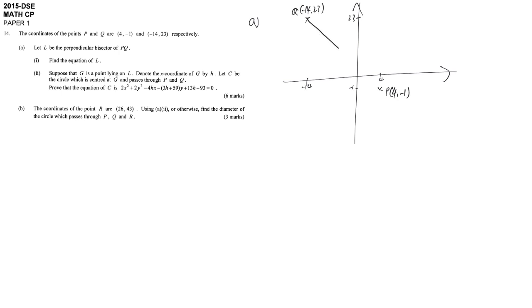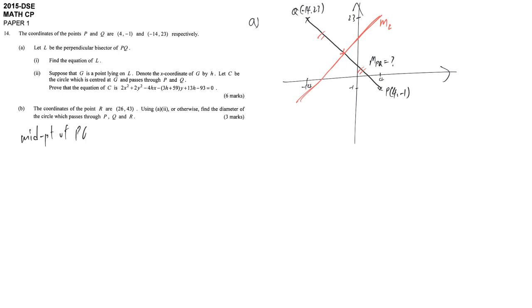And then we just find the line segment PQ, and then we are talking about the perpendicular bisector. So the first mission is to find the midpoint first. After that, we try to find the slope of PQ so that we can find the slope of our perpendicular line L. That's our strategy.